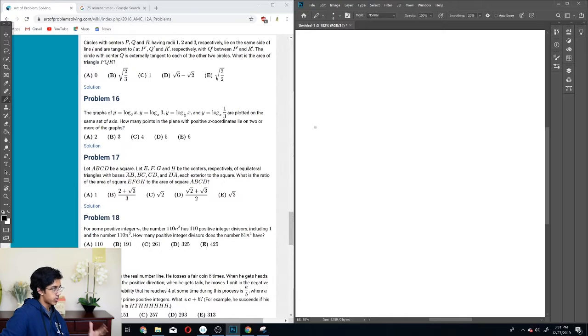Okay. Alrighty, for some positive integer n, the number 110 n cubed has 110 positive integer divisors, including 1 and the number 110 n cubed. How many positive integer divisors does the number 81 n to the 4th have?